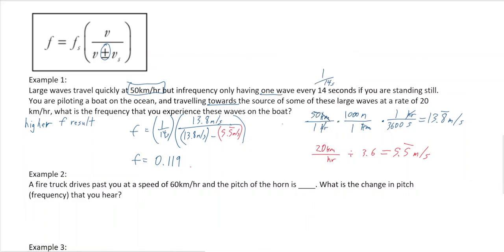Okay, and the way I know it is because of that stupid Big Bang Theory one, where it goes meow, right? So towards you, it's higher pitch. Away from you, it's a lower pitch.